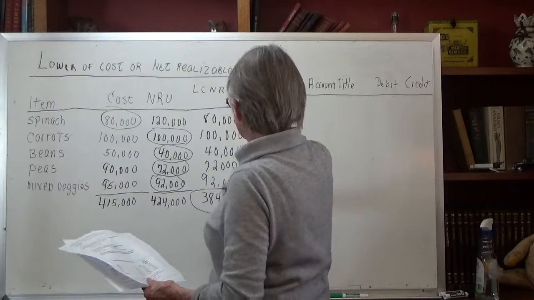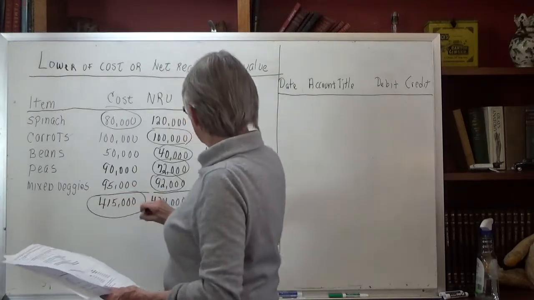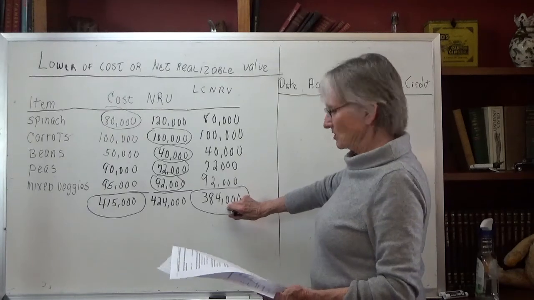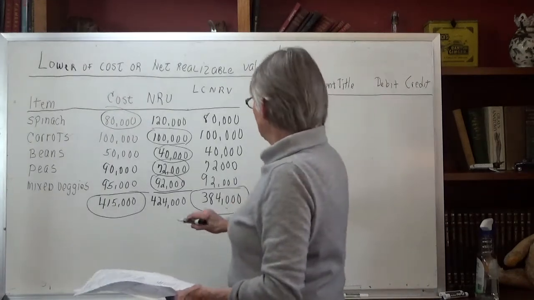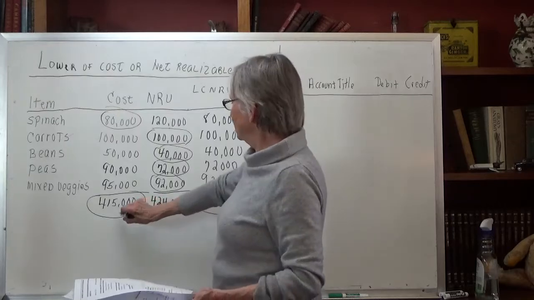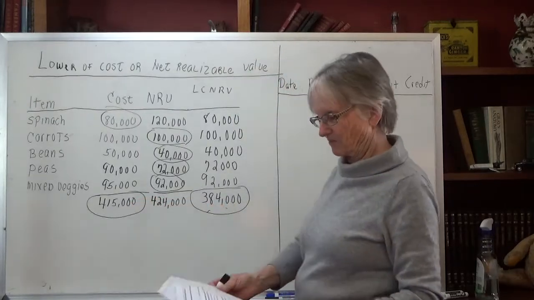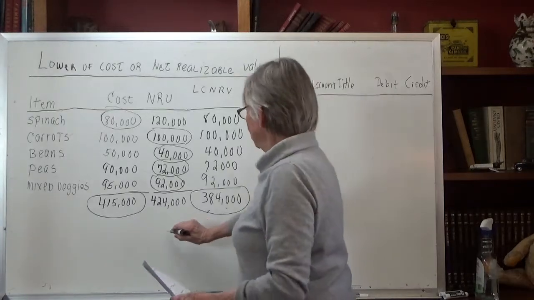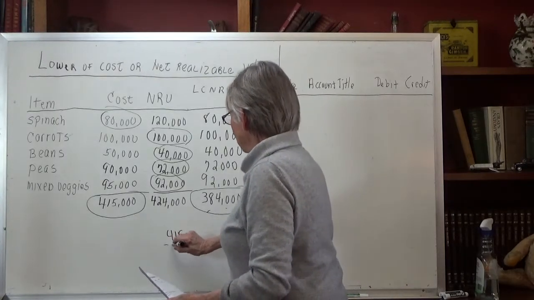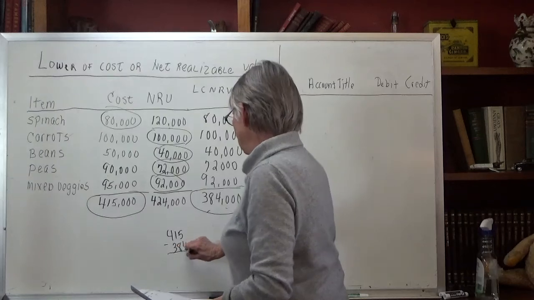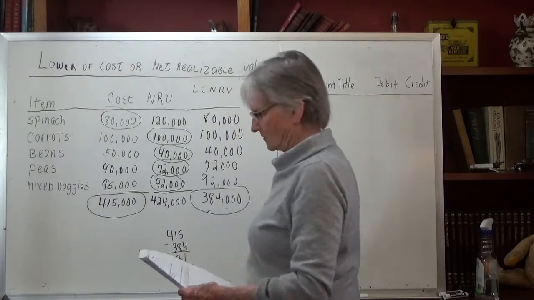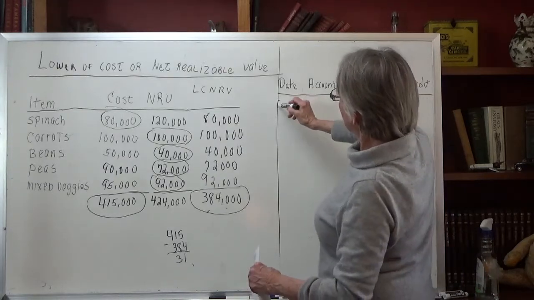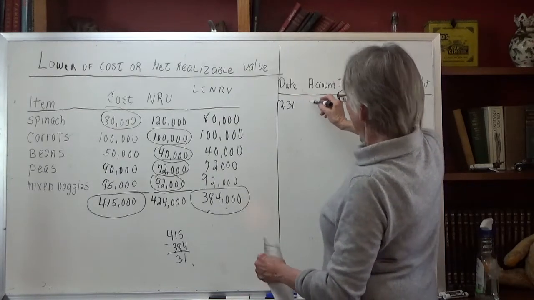So in this case, our inventory is on the books at 415. Our lower of cost or net realizable value is 384. So in that case, we've got to make an adjusting entry to get our inventory down to this amount. And what would that be? 415 minus the 384 is 31,000.